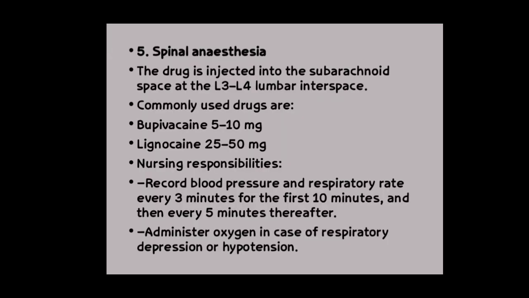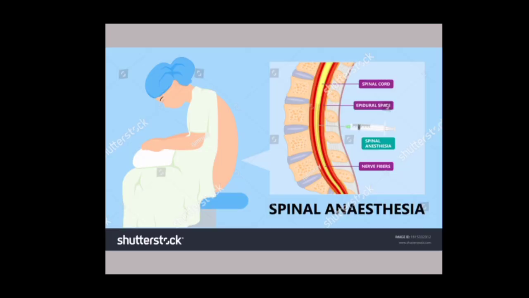5. Spinal anesthesia. The drug is injected into the subarachnoid space at the L3-L4 lumbar interspace. Commonly used drugs are bupivacaine 5 to 10 milligrams, lignocaine 25 to 50 milligrams. Nursing responsibilities: record blood pressure and respiratory rate every 3 minutes for the first 10 minutes and then every 5 minutes thereafter. Administer oxygen in case of respiratory depression or hypotension.